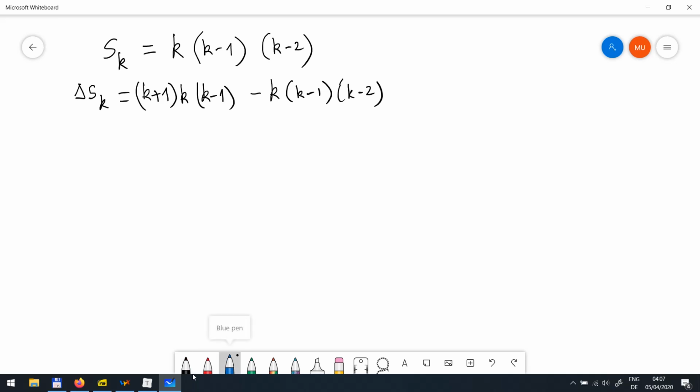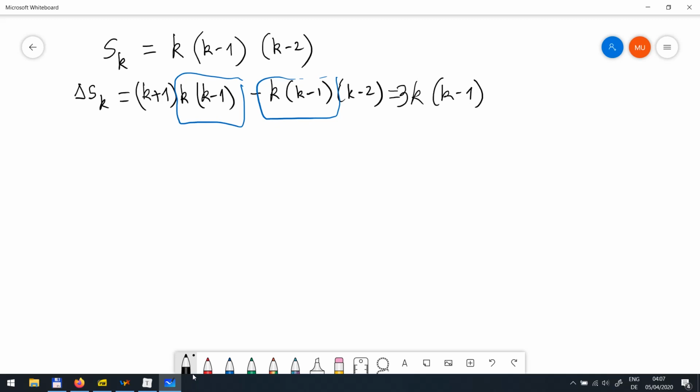Now notice something very interesting. This k times k minus 1 and this k times k minus 1 can be taken common. So if I take that common, k times k minus 1, remember this minus sign, so this k will cancel out with this k because that is plus and this k will be minus, and this minus and this minus will be plus, so this 2 has to be added to that 1, so I will get 3.